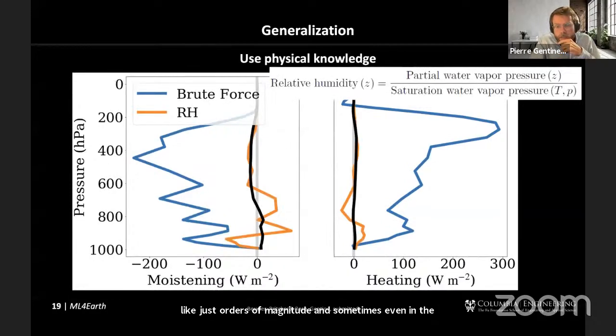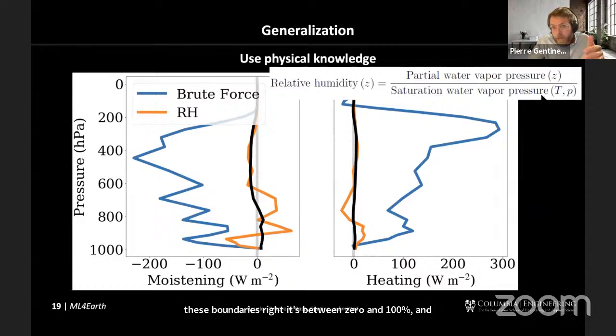But what if you start using a little bit of your physical knowledge or physical understanding? What we know is that humidity is not going to be conserved, right? We know that the holding capacity of the air is going to increase with climate change. But what we do know is that relative humidity is bounded, right? It's between 0 and 100%.